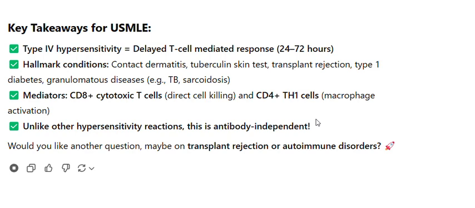Unlike other hypersensitivity reactions, this is antibody-independent. Would you like another question, maybe on transplant rejection or autoimmune disorders?